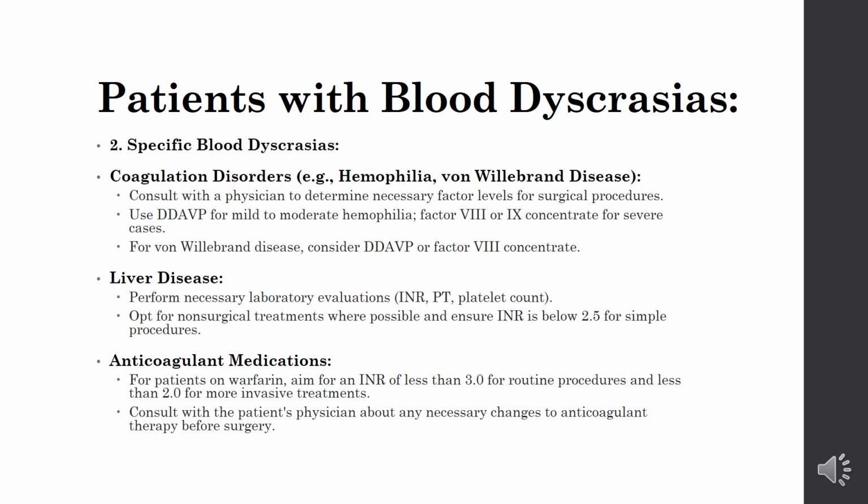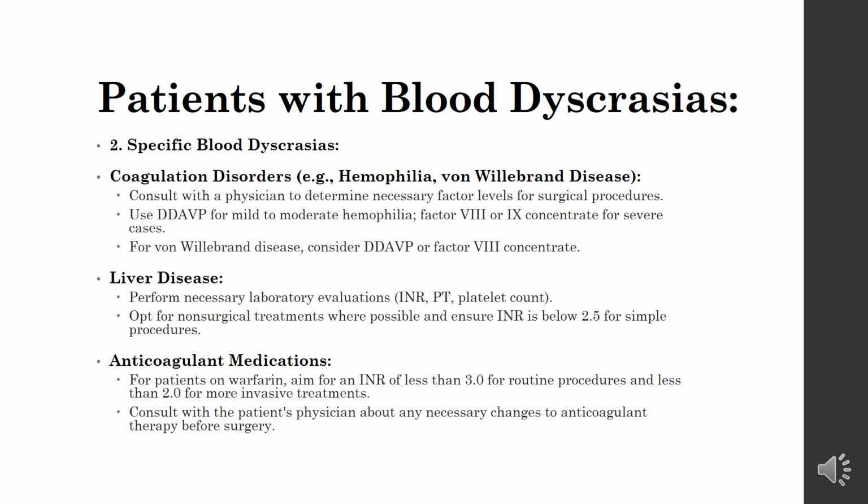There are some specific blood dyscrasias like coagulation disorders, example hemophilia, von Willebrand disease. For these, consult with a physician to determine necessary factor levels for surgical procedures. Use DDAVP, that is 1-deamino 8-D-arginine vasopressin or desmopressin, for mild to moderate hemophilia, factor 8 or 9 concentrate for severe cases. For von Willebrand disease, consider DDAVP or factor 8 concentrate.